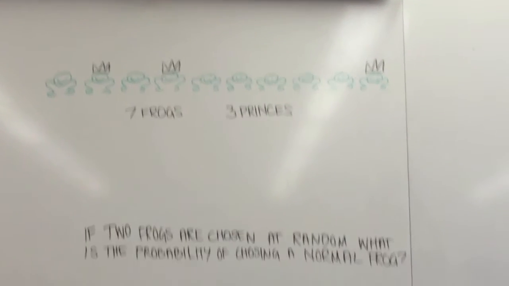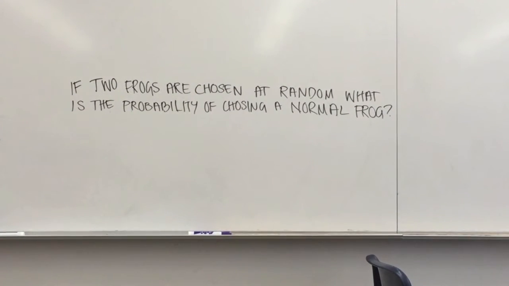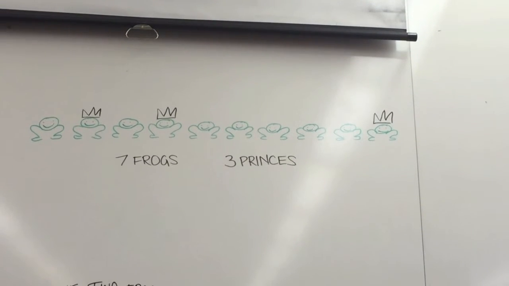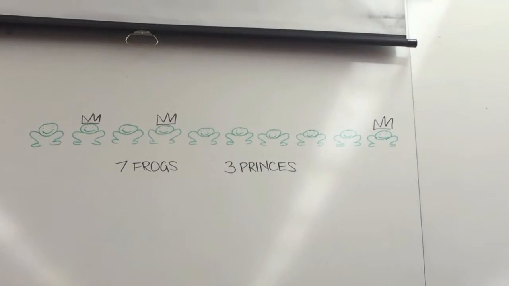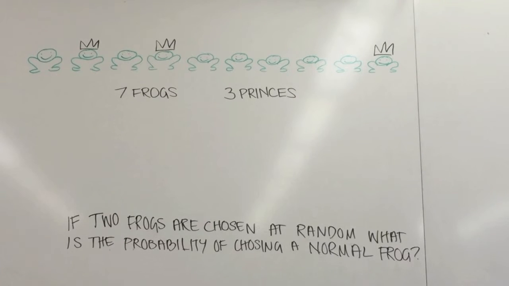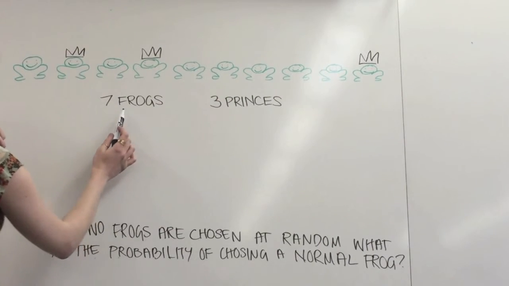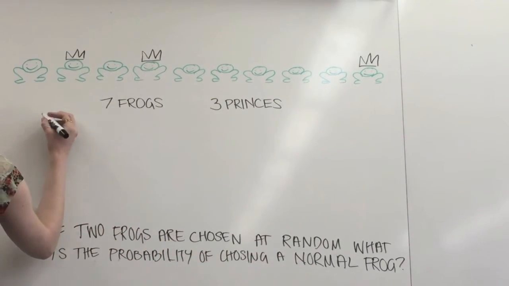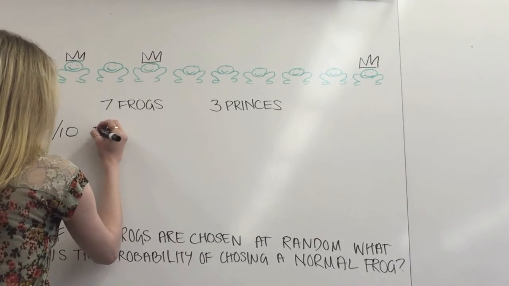We're going to find, if 2 frogs are chosen at random, what is the probability of choosing a normal frog? We have 7 frogs and 3 princes, and 10 frogs overall for the group. So our question is, if we have 2 frogs that are chosen at random, what is the probability of choosing a normal frog? Since we have the 7 frogs, we want to choose a normal one.